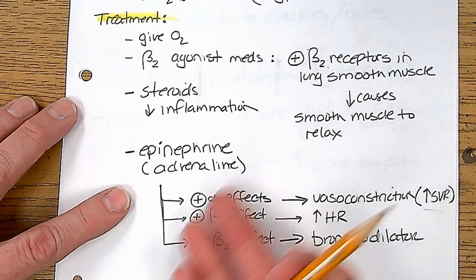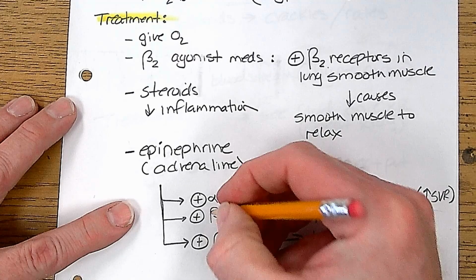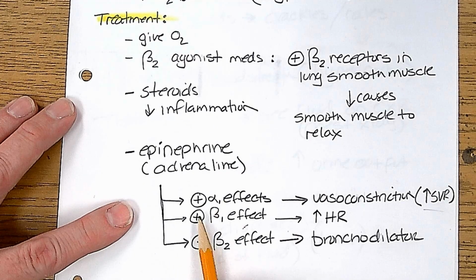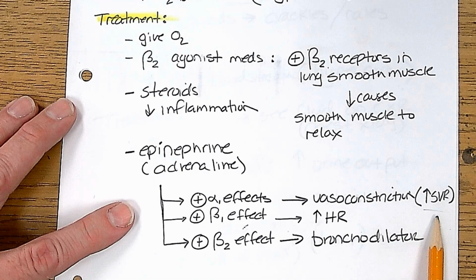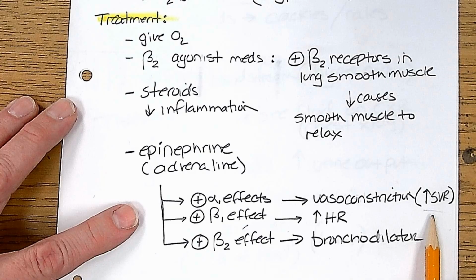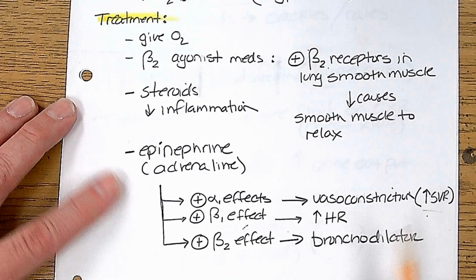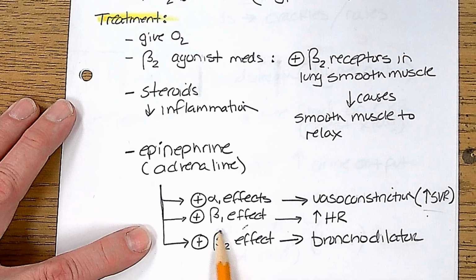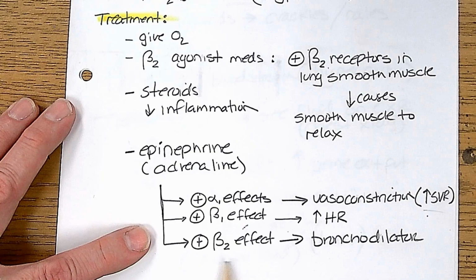This is the reason we give EpiPens in allergic reactions. It has three very, very powerful effects. Okay, it has positive alpha-1 effects, so it's going to vasoconstrict the patient and jack up systemic vascular resistance. Do we care about that in bronchoconstriction? No, not really. We do care about that in allergic reactions, though. It's also going to affect beta-1. It's going to jack up your heart rate. Do we necessarily want that? No, not really. But what we really, really do want is a positive beta-2 effect. It's going to bronchodilate. And it's a very, very powerful bronchodilator.